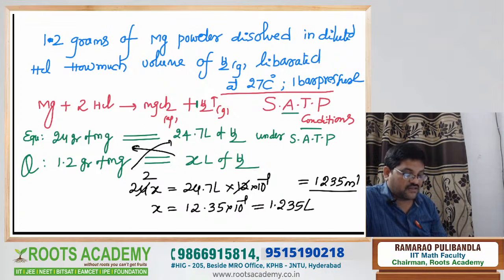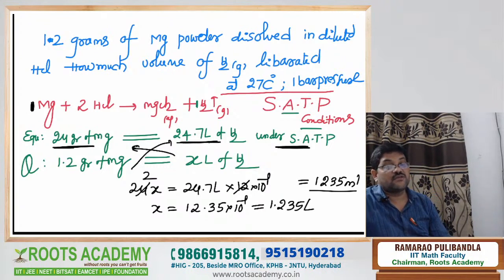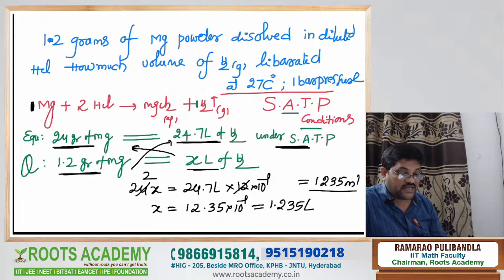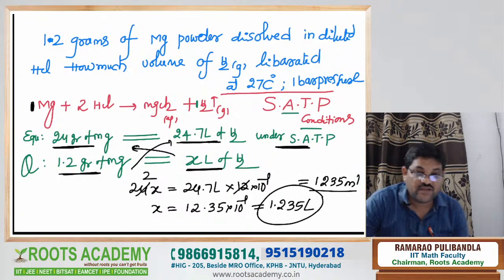Simple logic there. So what I am saying, according to the equation, 1 mole atom is what? For 24 grams of the magnesium, you get 24.7 liters of H2 under SATP. SATP means room temperature, room pressure. Now in the question, 1.2 grams of magnesium is given, you get what? X liters of H2 gas. Therefore, 24 into X equal to 24.7 into 1.2. Simplified, you get 1.235 liters. That is equal to 1235 ml.